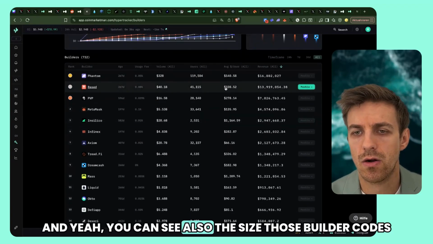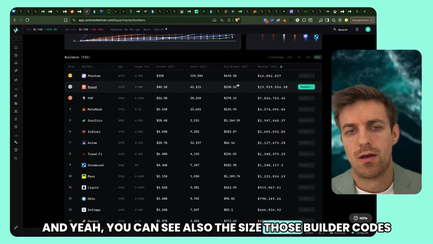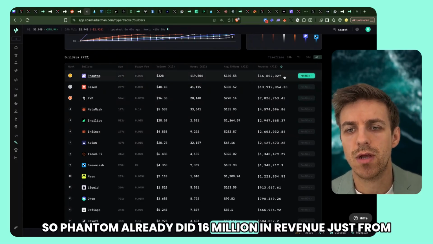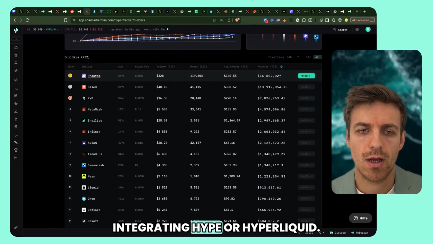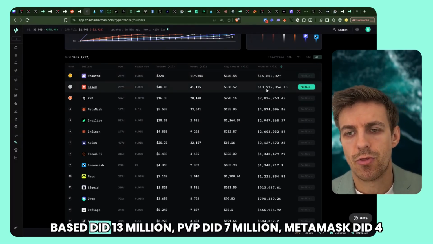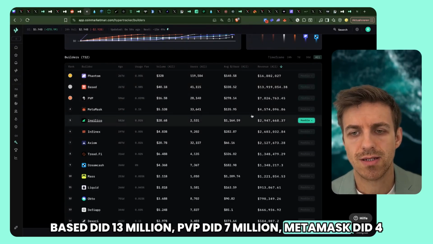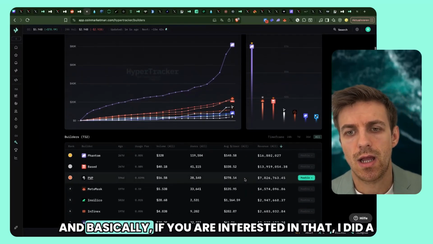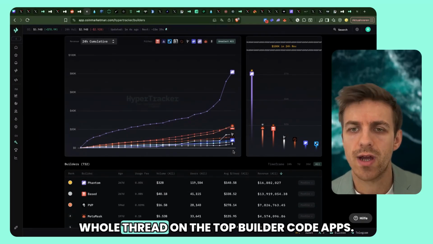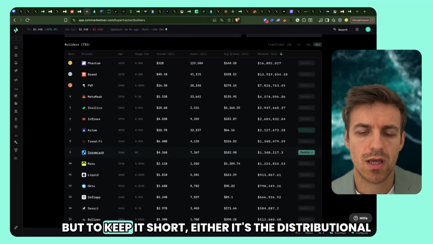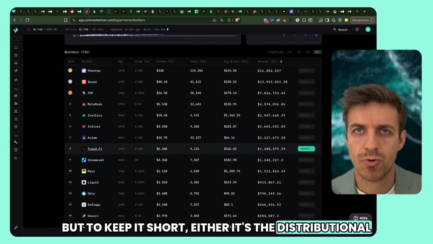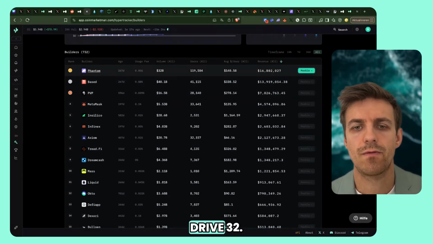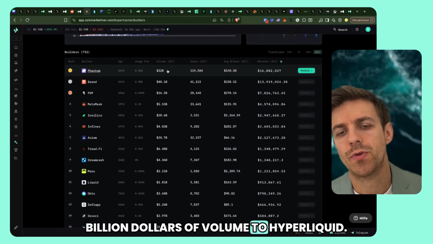And you can see also the size those builder codes already got. Phantom already did 16 million in revenue just from integrating Hyperliquid. Based did 13 million, PvP did 7 million, MetaMask did 4 million. There are a lot of interesting builder code apps, and if you are interested in that, I did a whole thread on the top builder code apps. But to keep it short, either it's the distributional advantage that drives the big users. Phantom has a lot of users, so it's easy for them to drive $32 billion of volume to Hyperliquid.